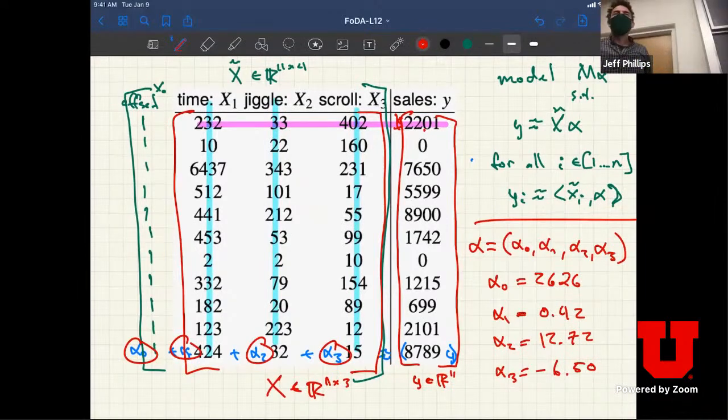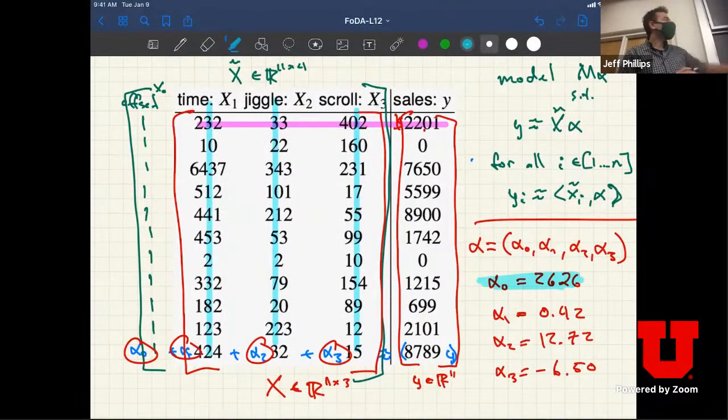So, okay, how can I interpret what these mean? I gave a little bit of interpretation. I said if everything else was 0, right? If the time spent was 0 and the jiggle was 0 and the scroll was 0. So if I just got someone to log on, then my expected return is $26. That's what this first one is saying here. Okay, so I can interpret this if I know everything else is 0.